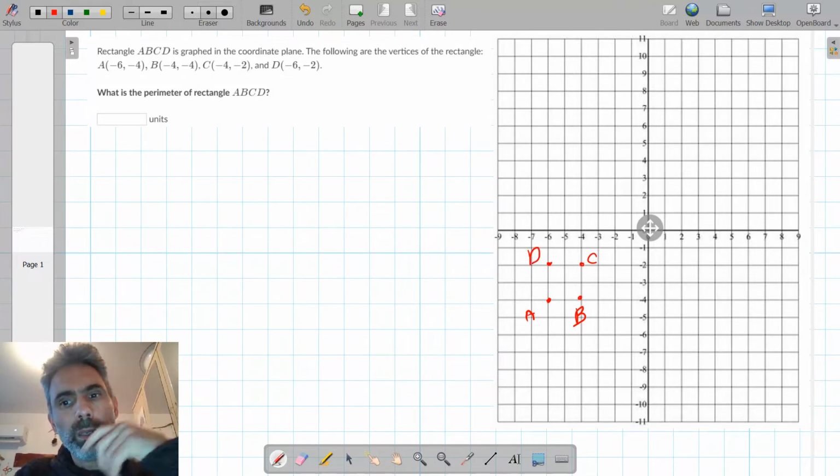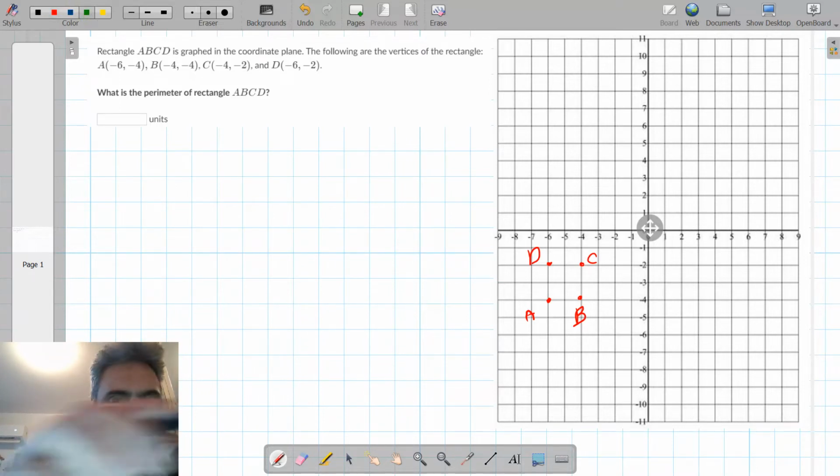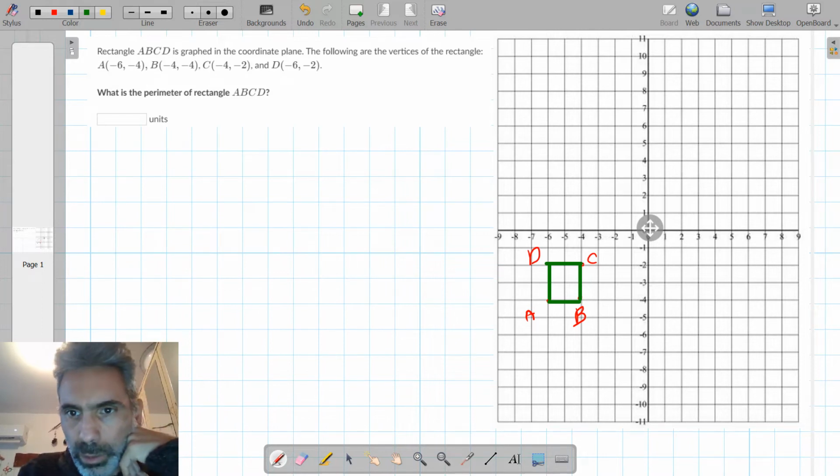So we see that we're talking about a square, not a rectangle, because each side has a length of 2. The distance between C and D is 2, and the distance between C and B is 2, and the distance between A and B is 2.